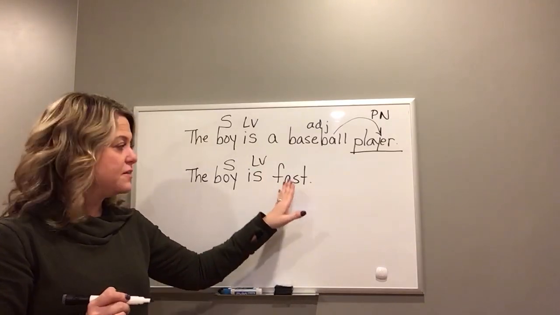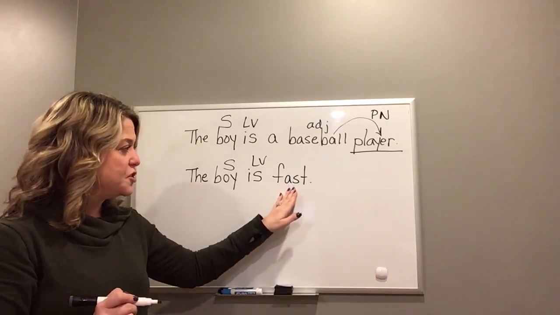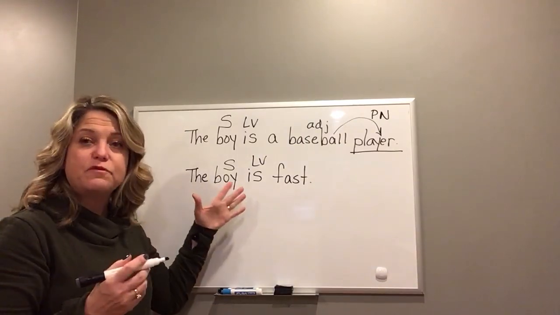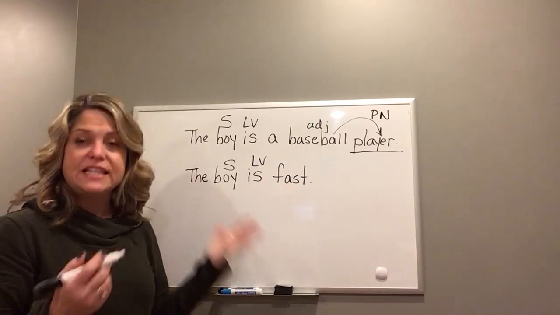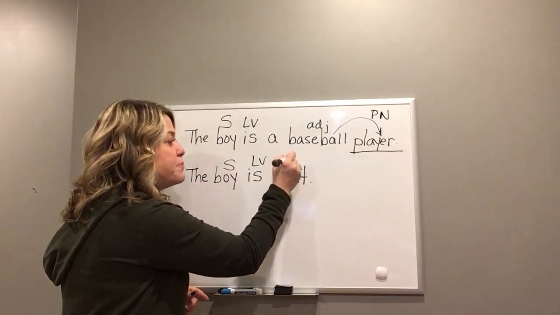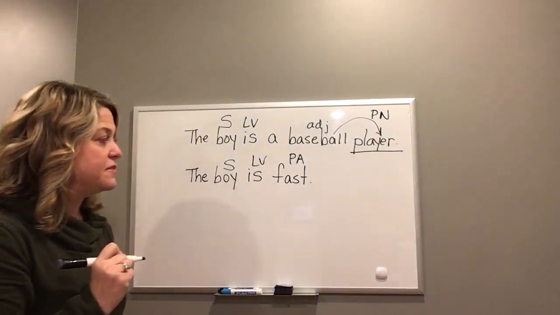We have to ask ourselves, does this adjective describe the boy? Is the boy fast? Is that the kind of boy? What kind of boy? A fast boy. Yes, it does. And because it follows a linking verb, we call that a predicate adjective.